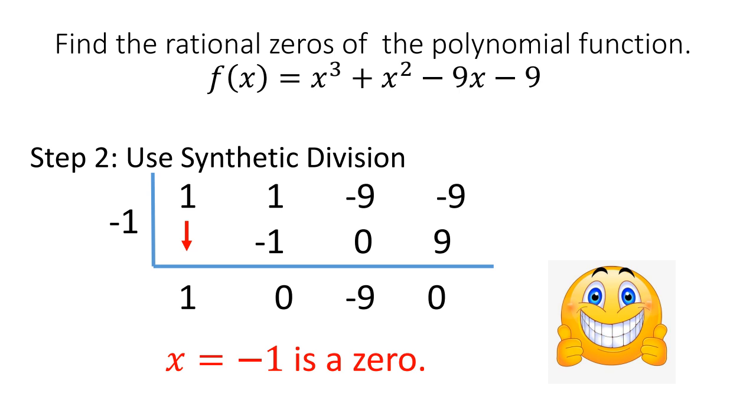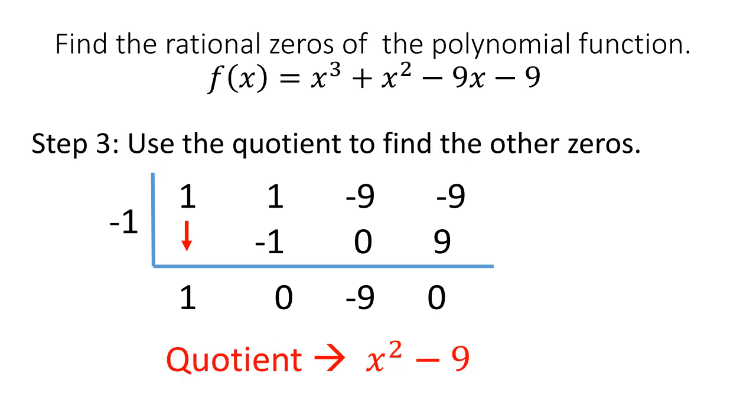So if you notice, we started with a degree 3 polynomial, but when we do division, whether it's long division or synthetic division, we're always going to lose a degree of the polynomial. So here my quotient, if I write it as a polynomial, is x squared plus 0x minus 9. Okay, so if you see here, this is a lot easier for us to solve for the remaining 2.